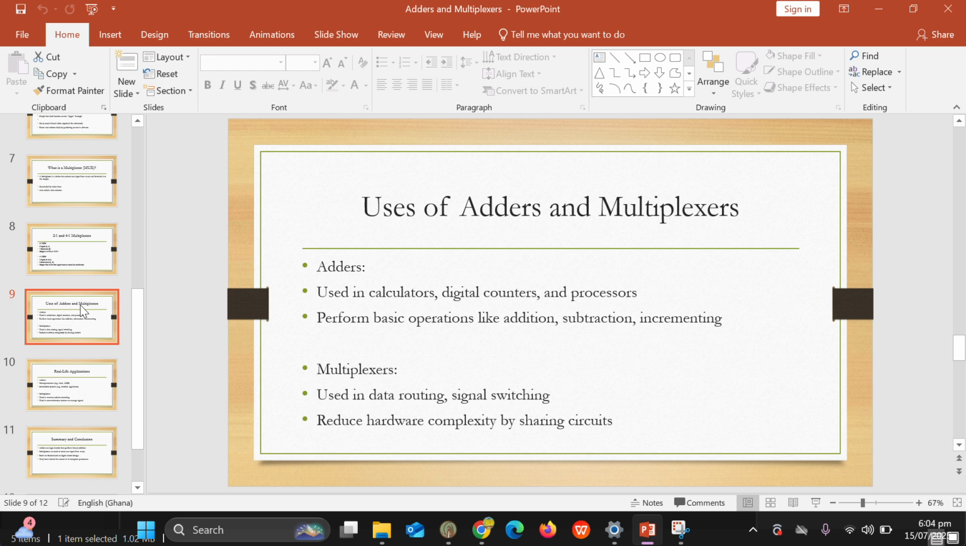Uses of adders and multiplexers. Adders are used in many digital systems to perform binary additions, subtractions, and incrementing, in calculators, timers, counters, and the CPU's arithmetic unit. Multiplexers, on the other hand, are used to select data from memory, to switch between signals or instructions. Both components help minimize hardware usage and improve circuit efficiency.